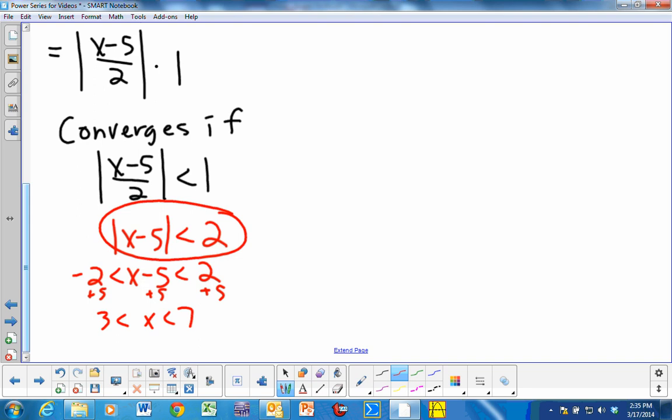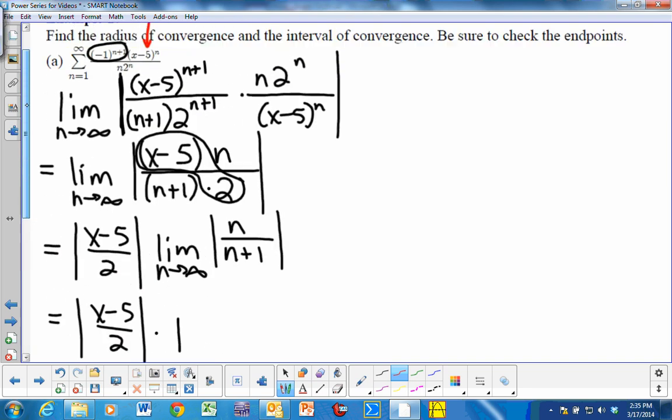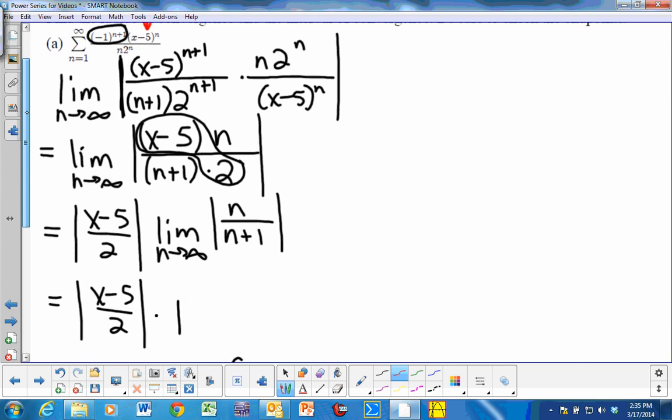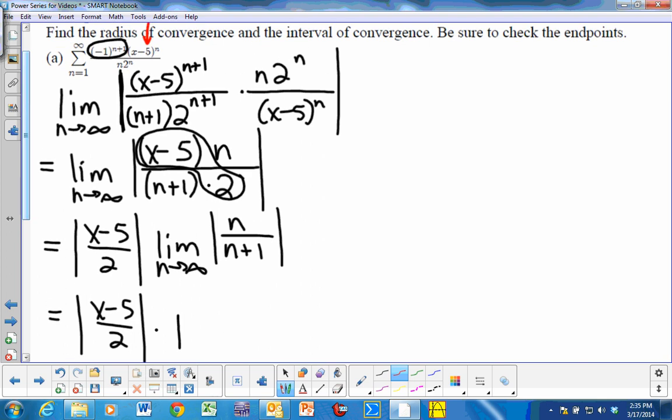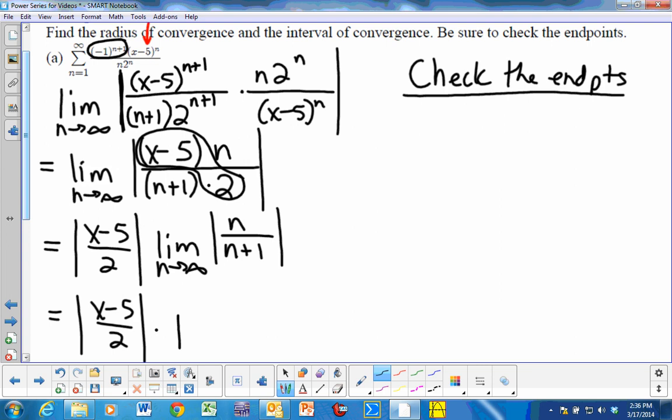We know at least it's that place. But the problem is we have to check the endpoints. So we need to go back up to this original function and we need to figure out what is happening. So we have to check the endpoints. So we found the big interval, the big part, but we've got to figure out what's going on at those endpoints, and the endpoints were 3 and 5.